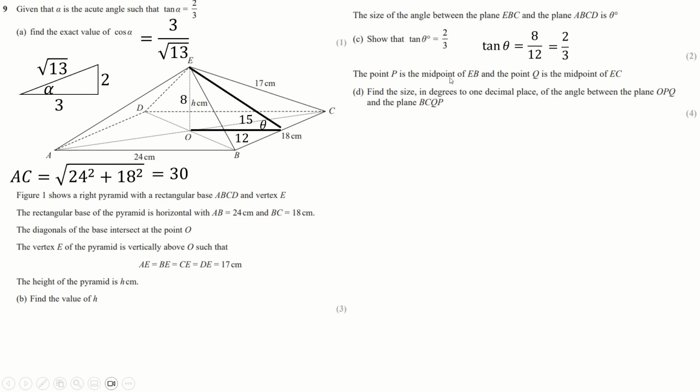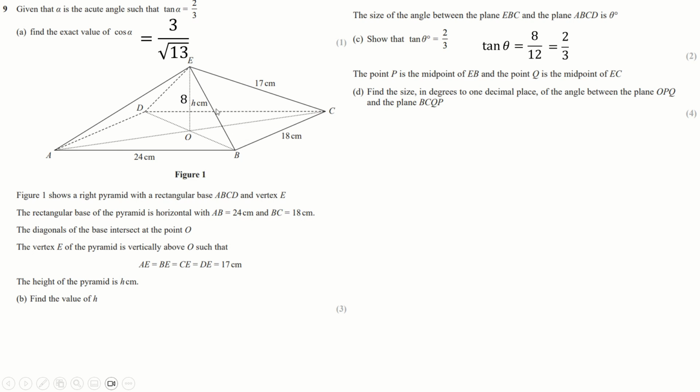The point P is the midpoint of EB, so that's like here somewhere. And Q is the midpoint of EC, so that's like here. Find the angle between the plane OPQ, so that's kind of a plane coming out this way through these points, and the plane BCPQ, which is essentially the same as this triangular plane across here, is it not? That we were looking at before.